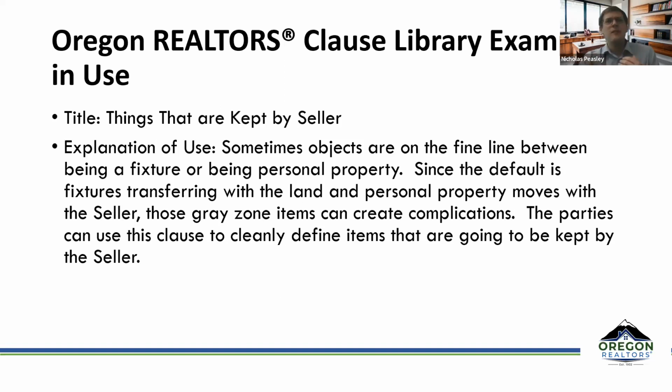Another example, this one's a little bit more flexible. This is the things that are kept by seller provision. That title is going to change because I can never say it with a straight face. I need to find some better way of describing it because it just sounds corny at this point. The explanation is sometimes objects are on the fine line between a fixture or personal property. Since the default is that fixtures transfer with the land and personal property moves with the seller, those gray zone items can create complications and lawsuits. The parties can use this clause to cleanly define items that are going to be kept by the seller.